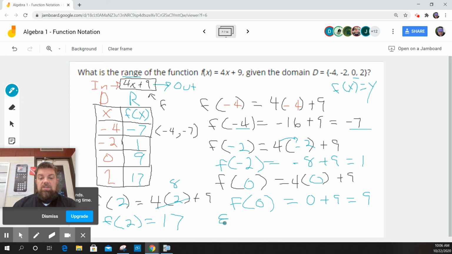Well, the range R is equal to -7, comma 1, comma 9, comma 17. And that's it. Okay. Any questions?